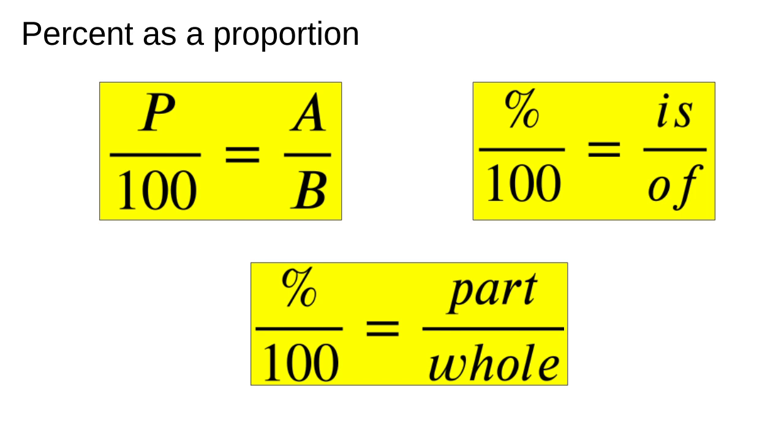A third way that you may see it written is like this. This percent sign still represents our percent. You'll notice that all 3 of these examples have 100 on the bottom because percent is out of 100. Instead of "is" and "of" here, they have used the words part and whole, meaning part of what you're talking about and the whole of what you're talking about. As we get into some application problems, you might find this one the most useful. All 3 of these proportions represent the same things, and all 3 are valid ways to solve percent problems.